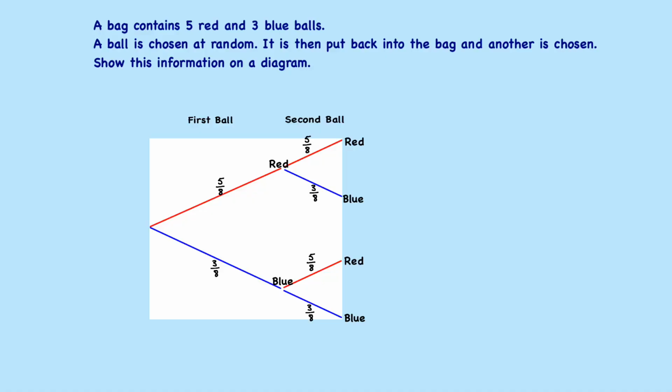So this probability tree diagram shows you the choices that could have been made. So you could have got a red ball and then a red ball, a red ball and then a blue ball, a blue ball then a red ball, or a blue ball and another blue ball. So to recap, my final outcomes could have been a red and a red, red and a blue, blue and a red, or a blue and a blue.